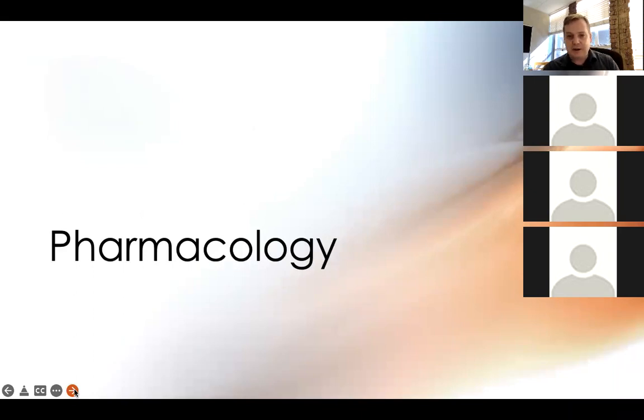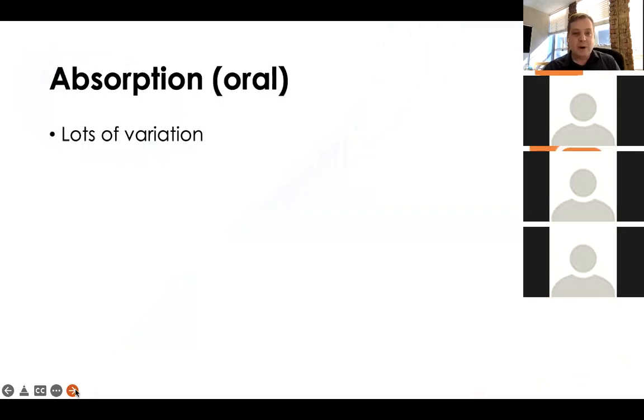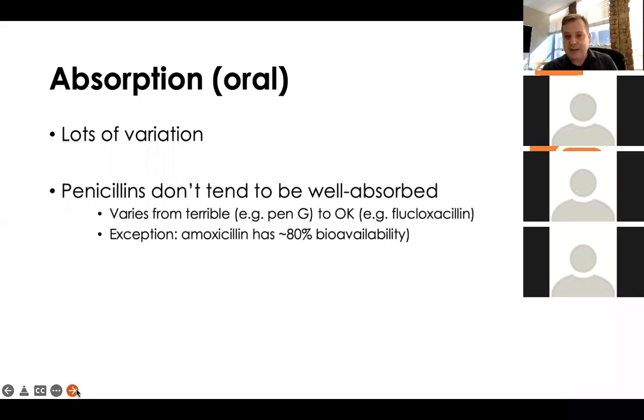Some points in general about pharmacology here that will help us to understand the class as a whole. One is that if you give them orally, there's lots of variation. So some of them work really well. If you give them orally, they get absorbed pretty well. Others really don't, and some of them you just can't give orally, like for example, the classic form of penicillin. Acid destroys it when you swallow it, so it doesn't work well. In general, the penicillins don't tend to be well absorbed. There is at least one or two exceptions, and the big exception is amoxicillin, which is pretty well absorbed, about 80% of it's absorbed relative to intravenous dosing.